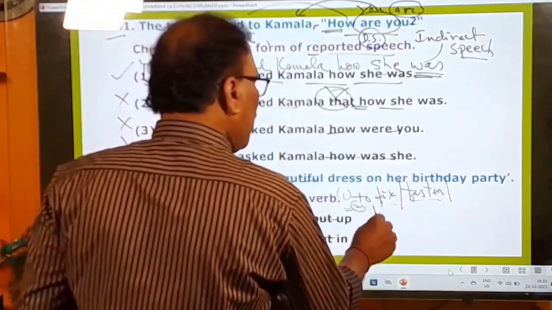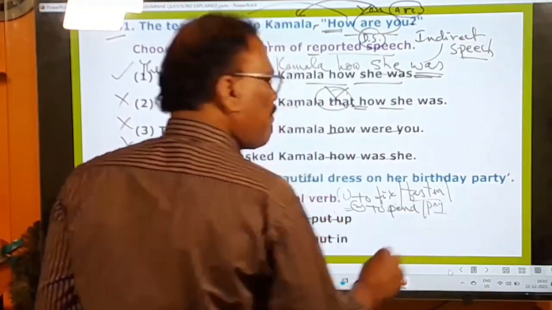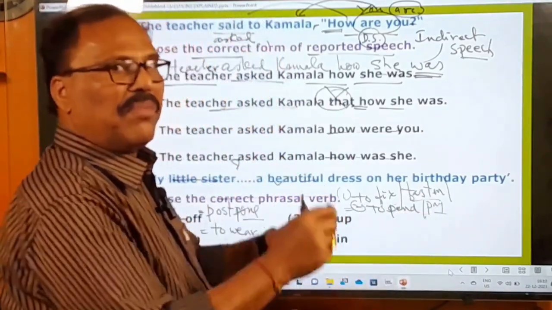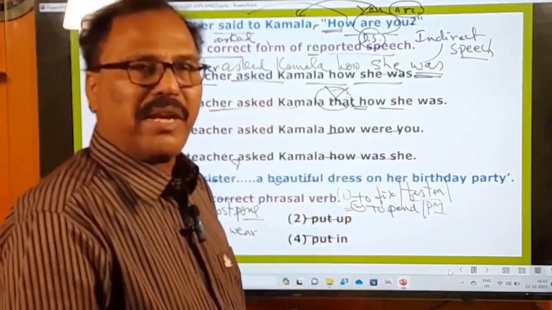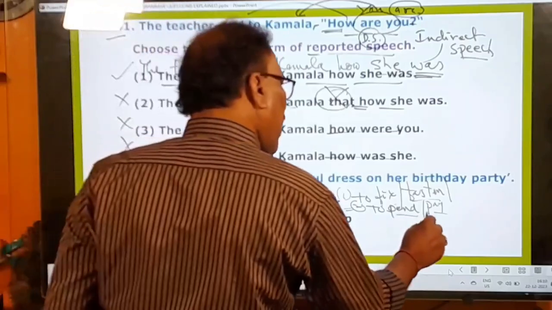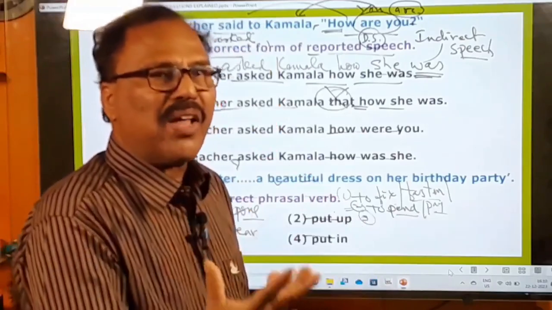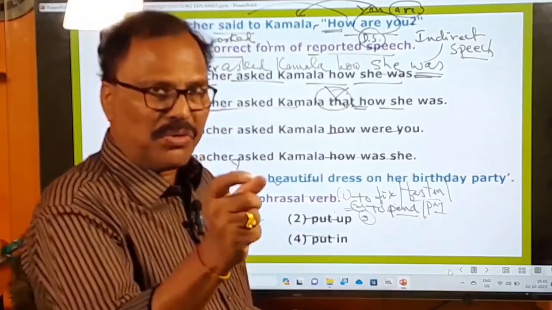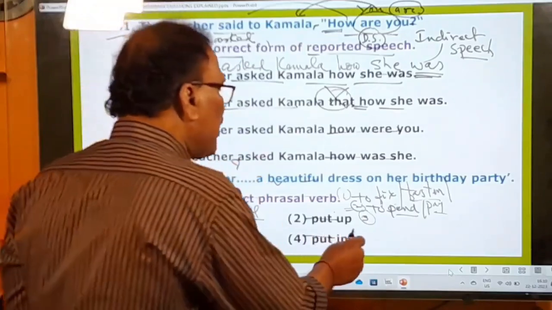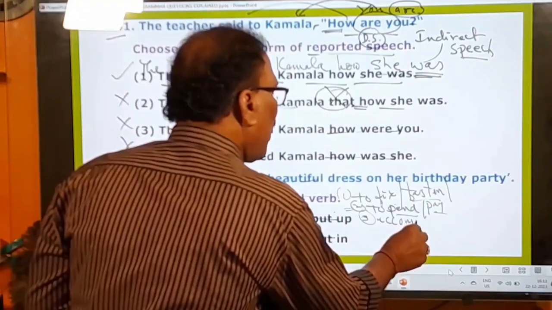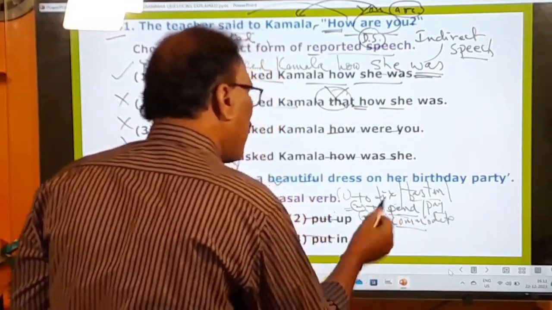And the second meaning is to spend, or to pay. For example, the family has put up a lot of money for his treatment. Put up means spend or pay. And put up has another meaning, accommodate. Will you put me up for this night in your house? Put up means, in other words, accommodate.